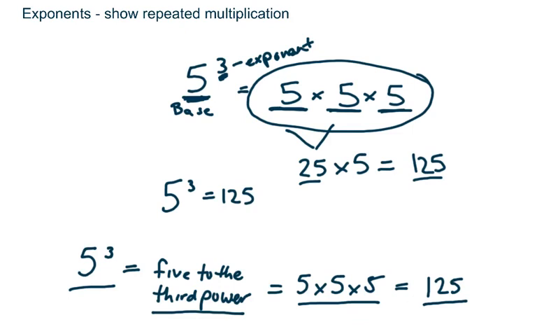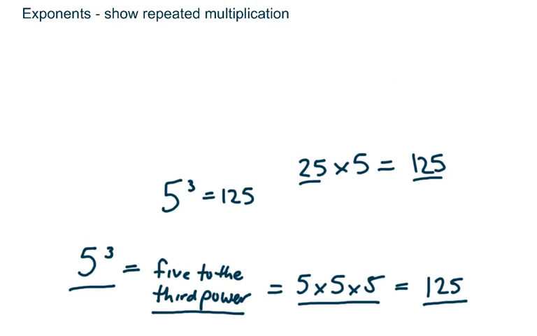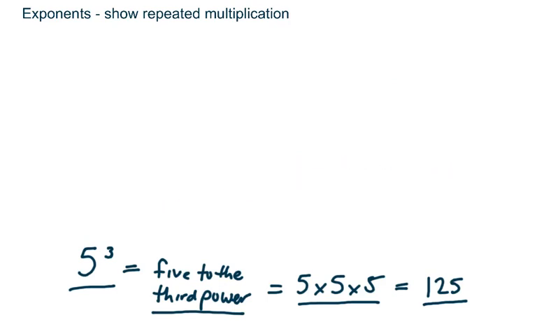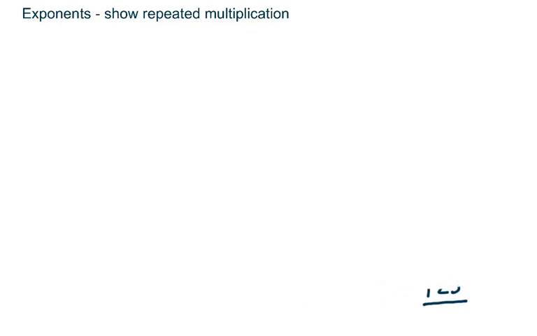Now, you might be asking yourself, what happens if we have a 0 or a 1 as the exponent? These are some different situations or scenarios that you might encounter. So I'm going to go over those really quickly.